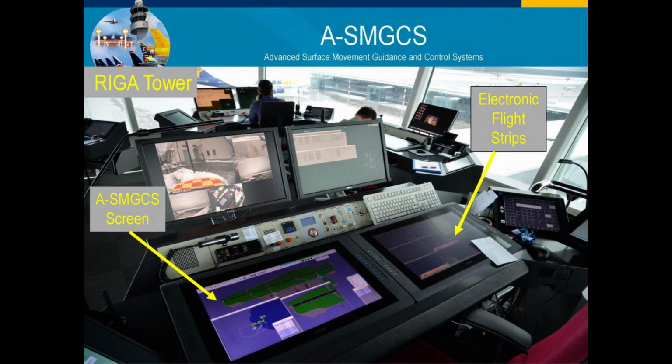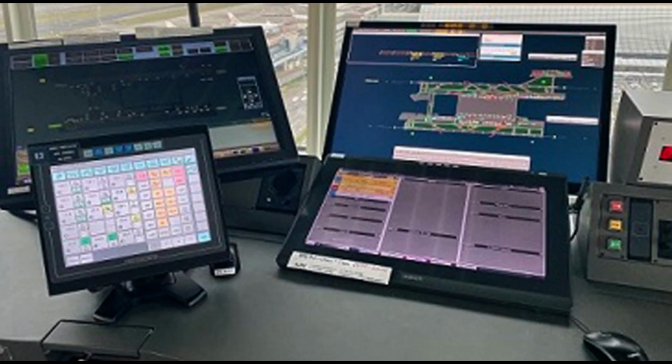Advanced Surface Movement Guidance Control System, A-SMGCS. With the increasing demand for airports to accommodate higher levels of aircraft movements, it is becoming more difficult for the existing infrastructure to safely handle greater capacities of traffic in all weather conditions. As a result, the FAA is implementing runway safety systems such as Airport Surface Detection Equipment Model X, ASDE-X, and Advanced Surface Movement Guidance and Control System, A-SMGCS, at various airports.